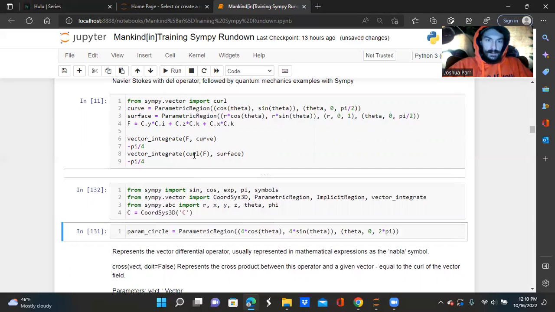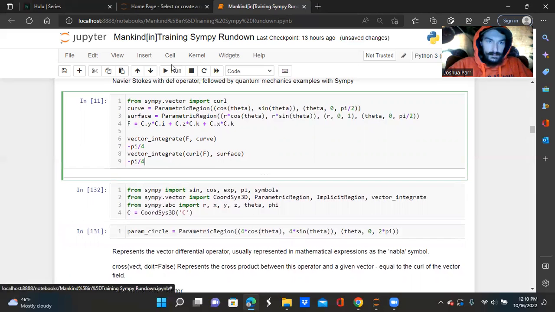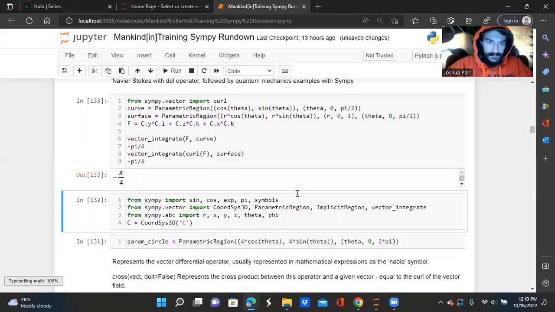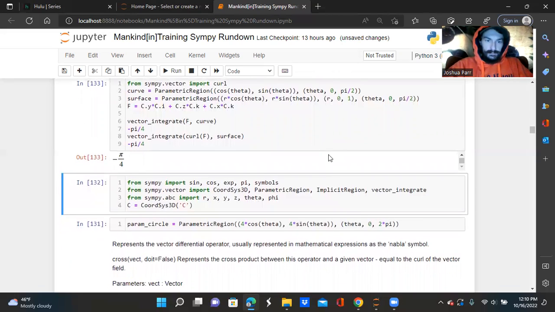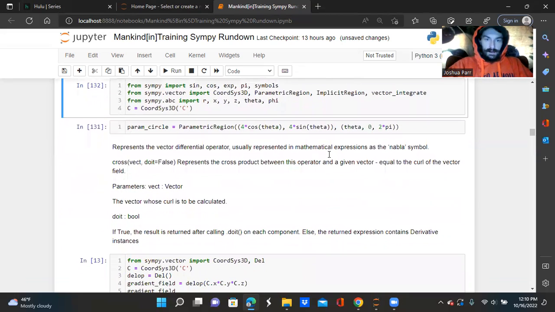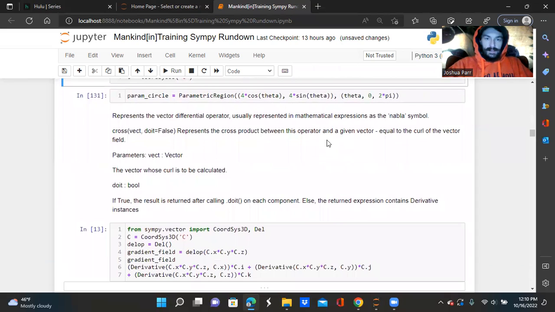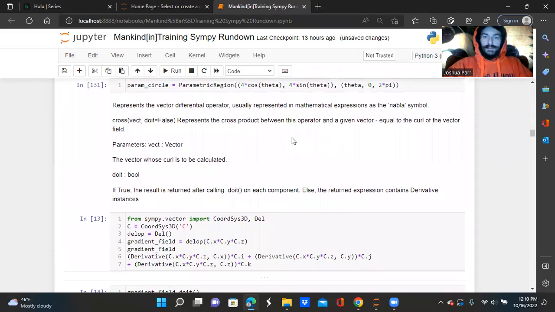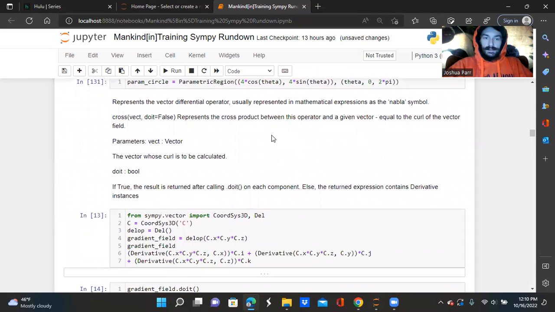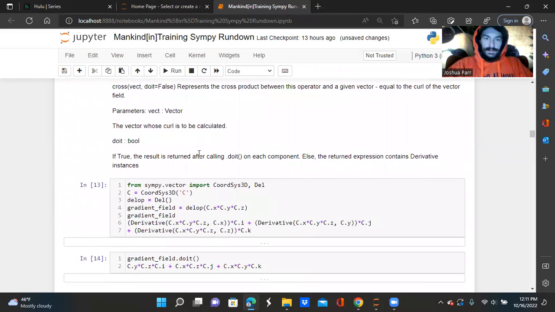And we're going to run this. And it gives me my symbols. Now, representing the vector differential operator, usually represented in mathematical expressions as the nabla or the del operator here. We're going to get a cross product of the del operator. And then there's a Boolean component here, which will tell you true or false.